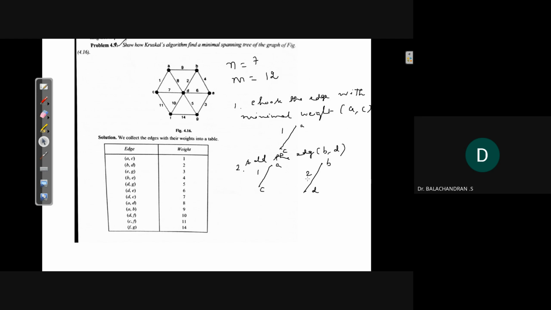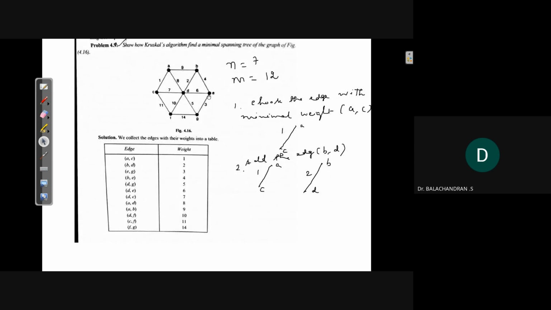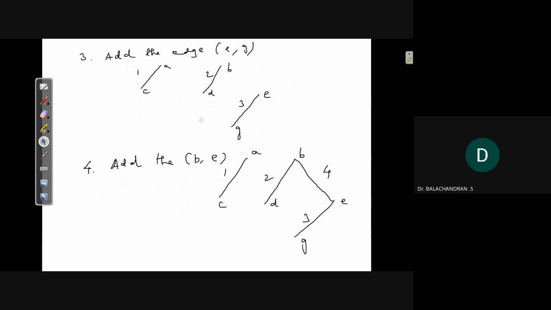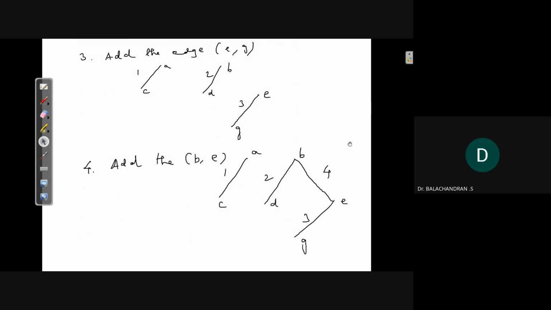BD, weight 2. Next, 3 EG. Again, add the edge EG. EG is somewhere else here. So I'll add the edge EG. Okay. Next, after EG, you have 4. 4 is what? BE. Where am I going to add BE? Yes, BE. Here you should add it. B is here, E is here.